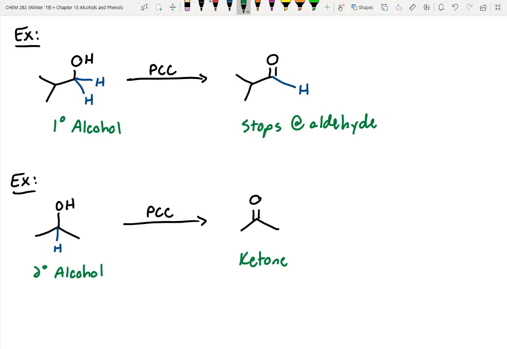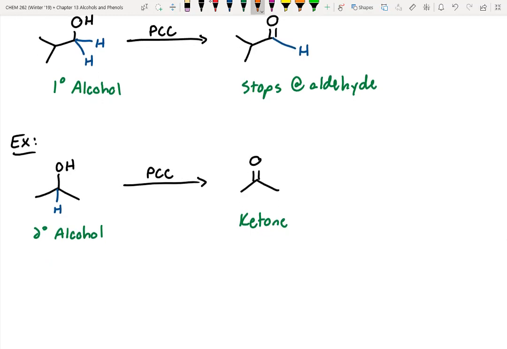If you have an excessive amount of PCC, will it go past the aldehyde to a carboxylic acid, or is it just not strong enough? So PCC is not strong enough to make carboxylic acid. Yeah. So let's make a note here. You can also use chromic acid.